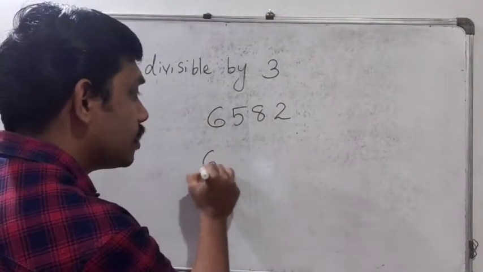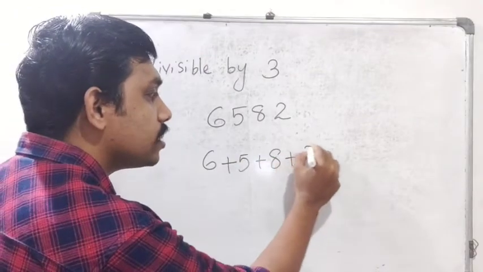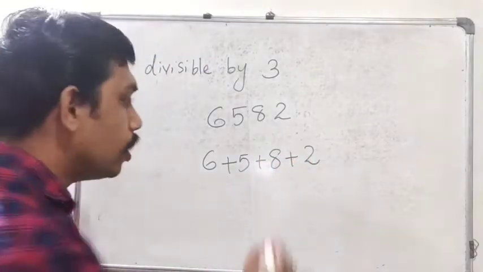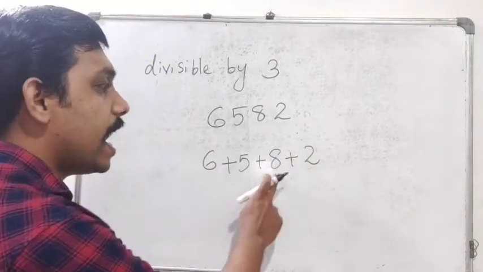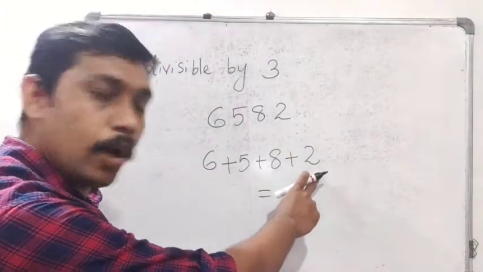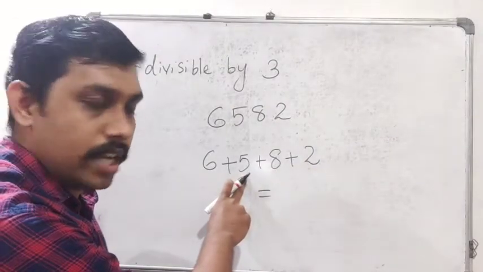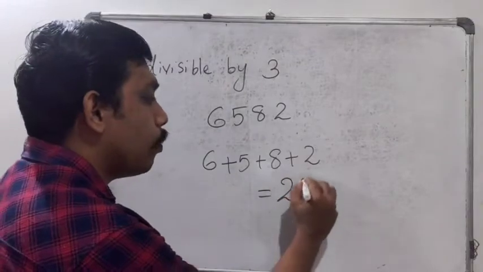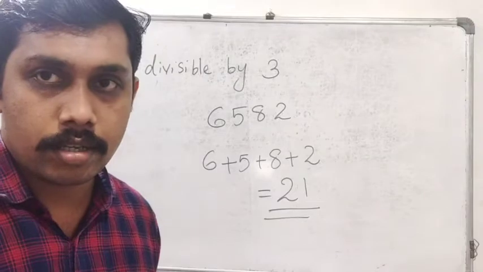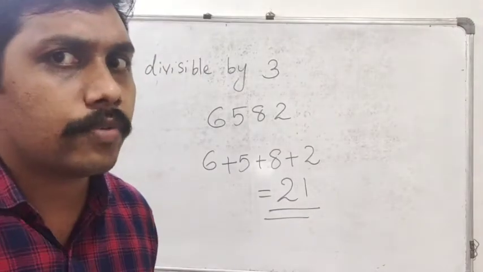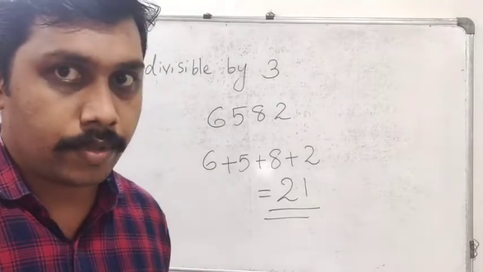6 plus 5 plus 8 plus 2. So the sum of the given digits: 8 plus 2 is 10, 10 plus 5 is 15, 15 plus 6 is 21. So here we have the sum 21. The sum is a multiple of 3, isn't it? 21 can be divided by 3.